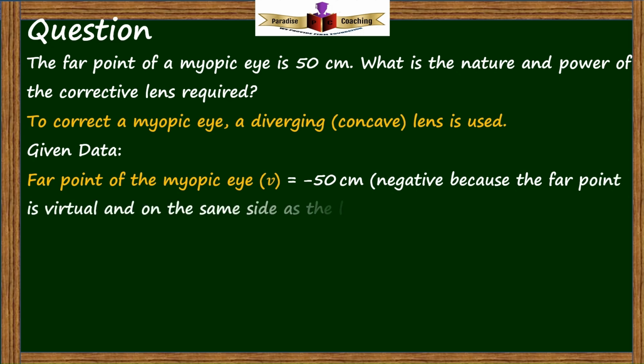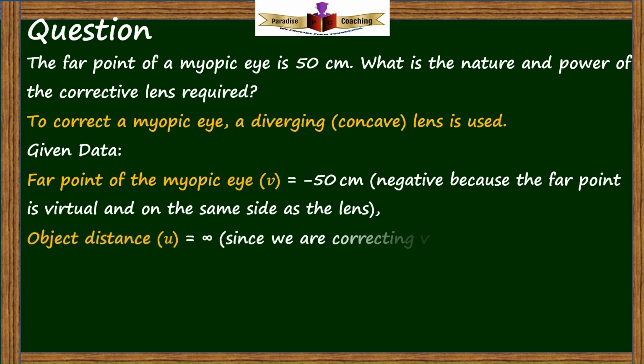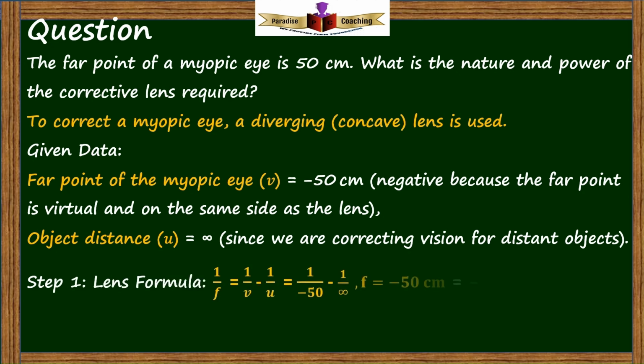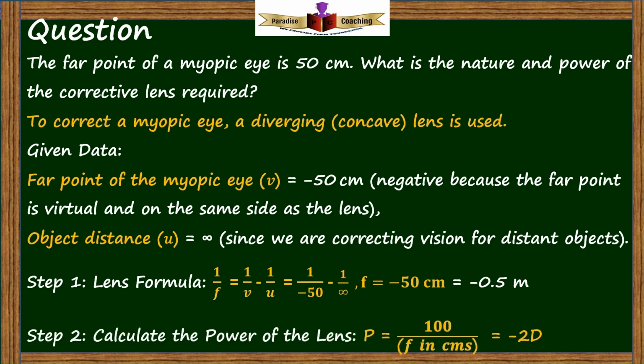Given data: far point of the myopic eye V equals minus 50 centimeters, negative because the far point is virtual and on the same side as the lens. Object distance U equals infinity, since we are correcting vision for distant objects. Step 1: lens formula to find the focal length of the concave lens. Put V equals minus 50 centimeters and U equals infinity. F is minus 50 centimeters, or minus 0.5 m. Then calculate the power of the lens using the discussed formula: minus 2 diopter.